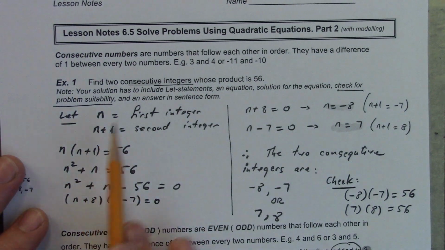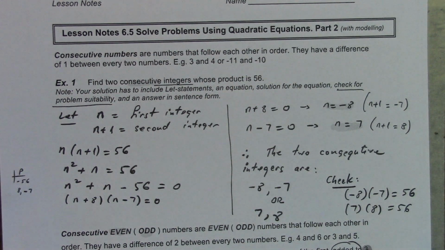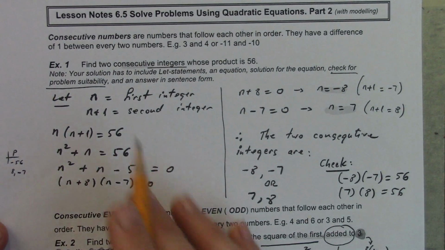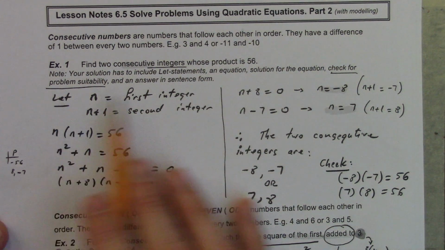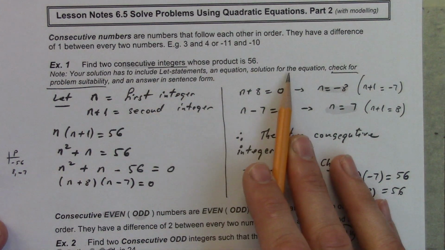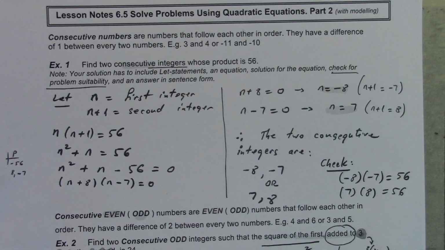Okay, so the example says find two consecutive integers whose product is 56. So these two numbers need to multiply to each other to give you 56. You might do that in your head and say, well, it's probably 7 and 8 because 7 and 8 multiplied gives you 56. The product is 56. Well, unfortunately, we need to show how we can find out those two numbers. The way we do that is we have what's called a let statement. You're going to need to have a let statement, an equation, a solution to the equation. You'll check for the problem suitability, and then finally you'll have an answer in sentence form.